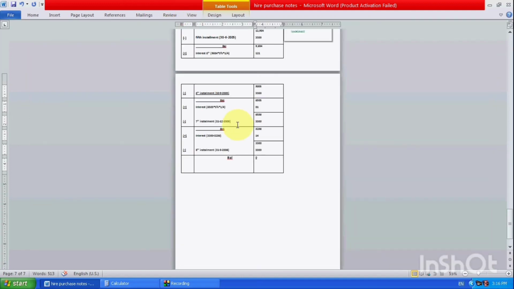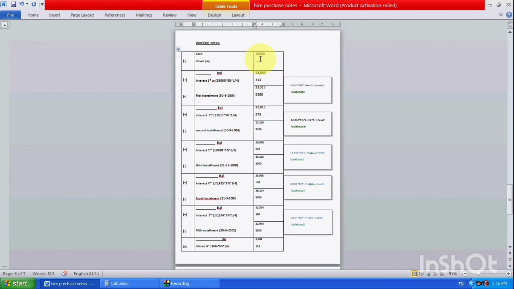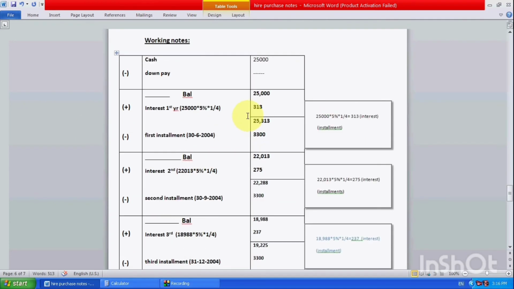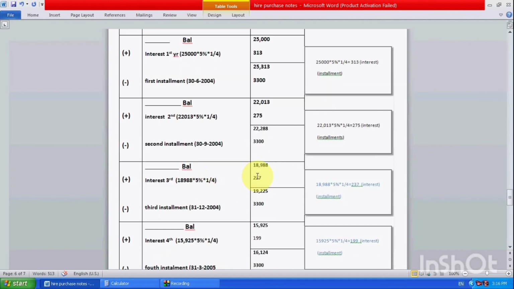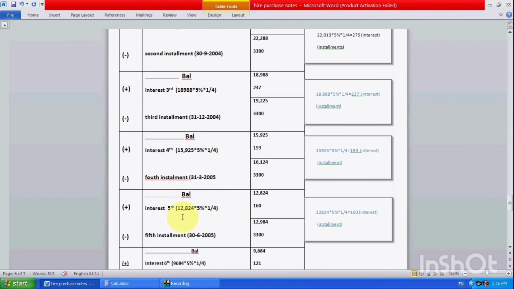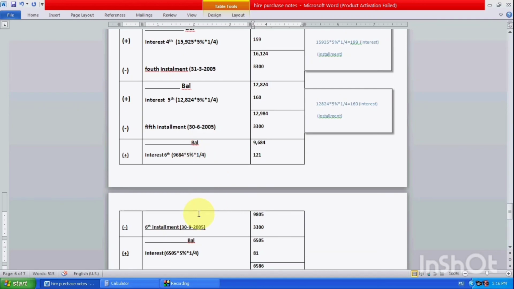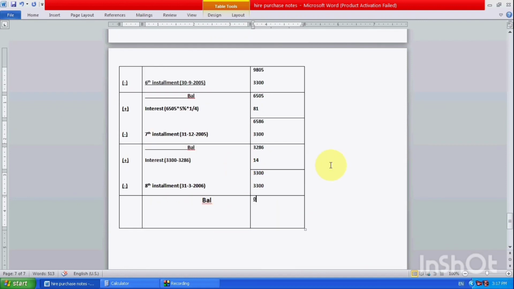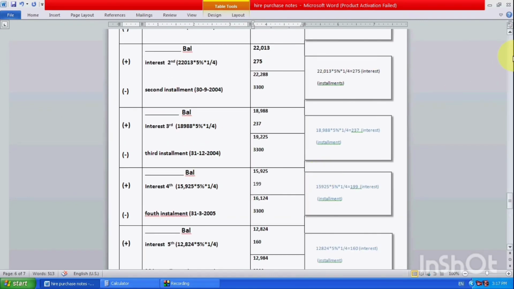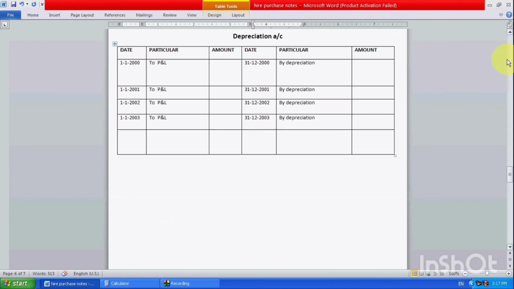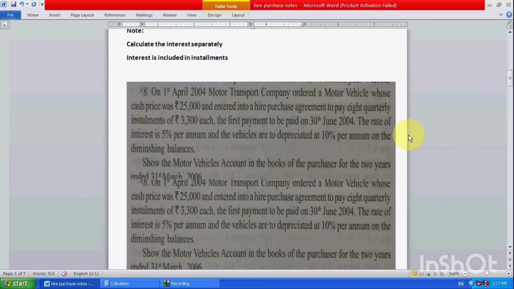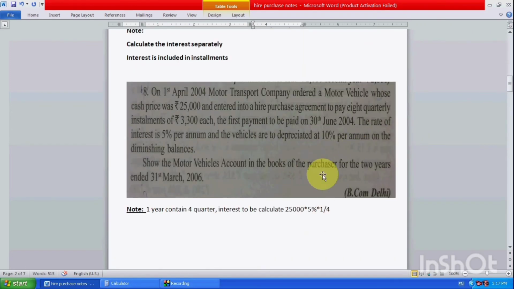Now the ledgers are very easy, so let's not make it too long by calculating every quarter. Let's make the ledgers year by year. This is the way we have to calculate. This is for the second year, this for the third year, this for the fifth, sixth, seventh and 8th installment. Now let's see the ledgers.